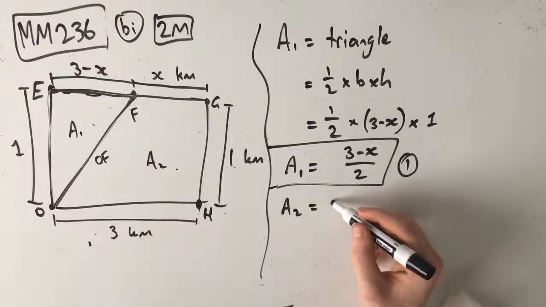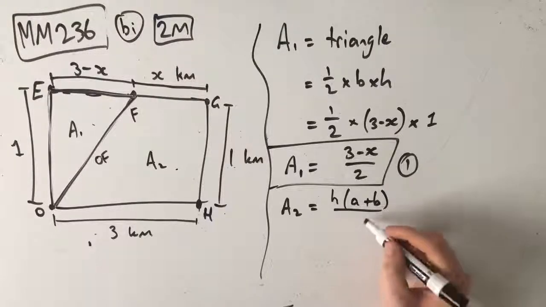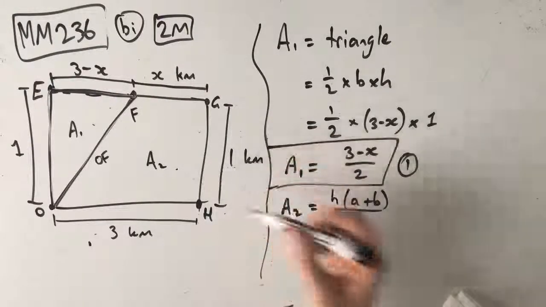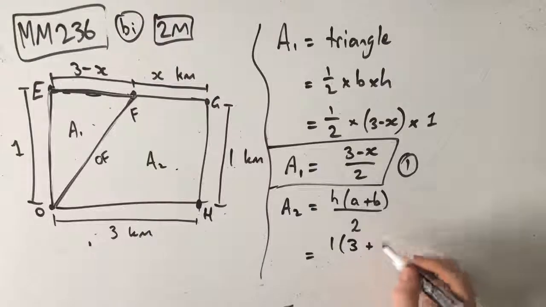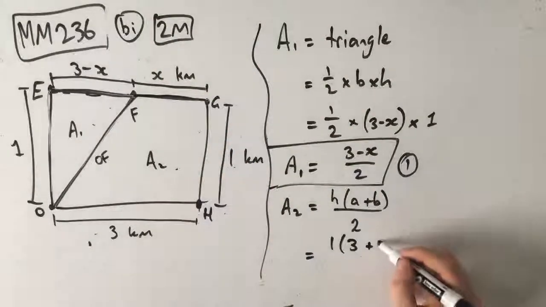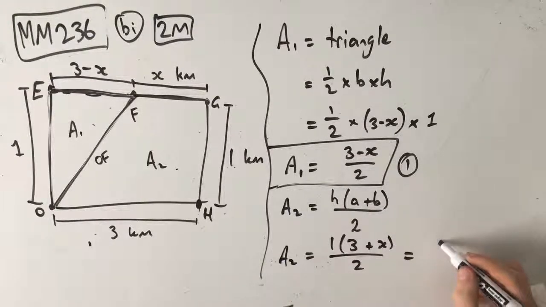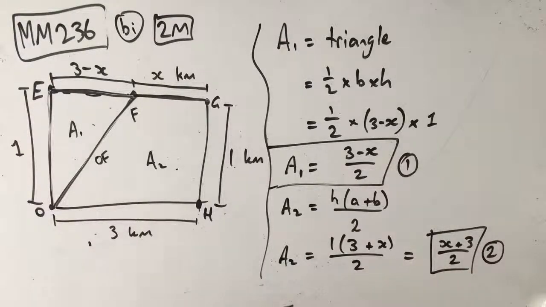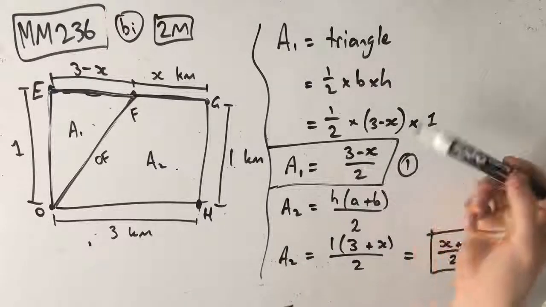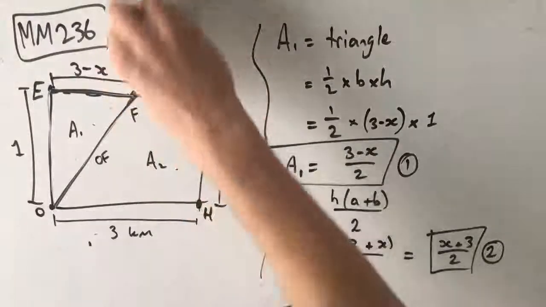So our trapezium formula is the height times a plus b over 2, right? So the height of our trapezium is 1. So 1 times a, which is our first length, 3. b is our second length, which is this bit here. So x over 2, which means that our area 2 is equal to x plus 3 over 2, which is our second final answer for A2, second mark, and that's it for that. So just the biggest thing is our triangle and our trapezium and just breaking those up. But that's part BI. Let's move on to part BII. Part BII is a 1 mark question.